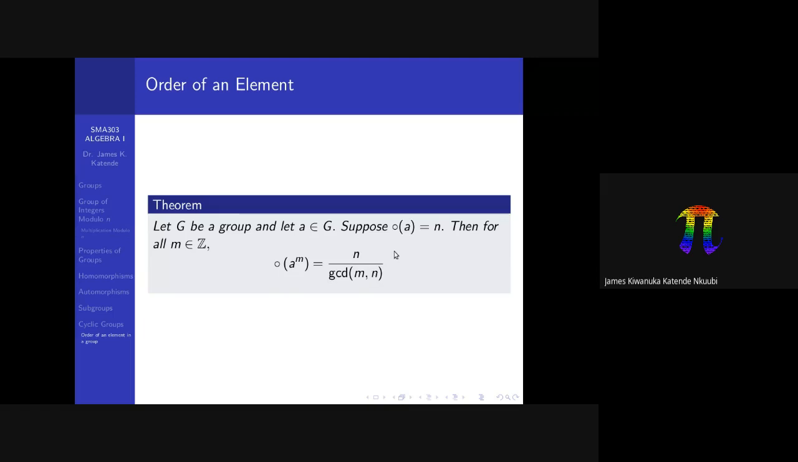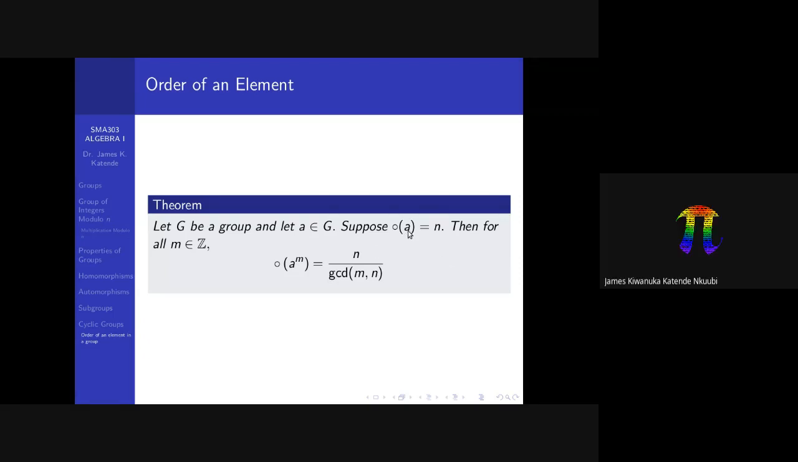So if you know the order of A, an element in the group, it's possible for you to compute the order of any power of that element in the group. Is that making sense?